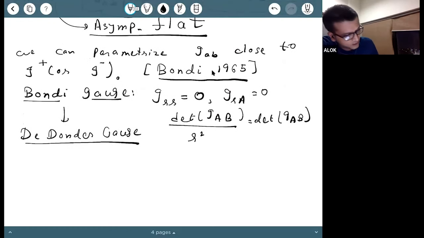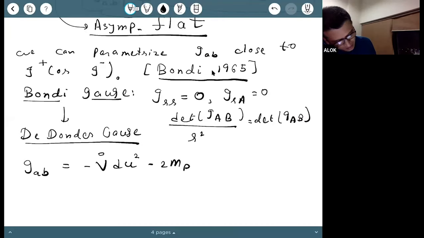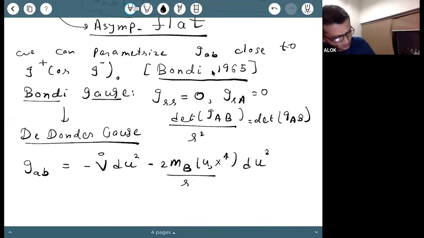So now in this Bondi gauge, you can write any asymptotically flat metric as follows. I'm just going to write it and then explain all the new terms that I introduced. I just write the terms that we need, and then I explain.